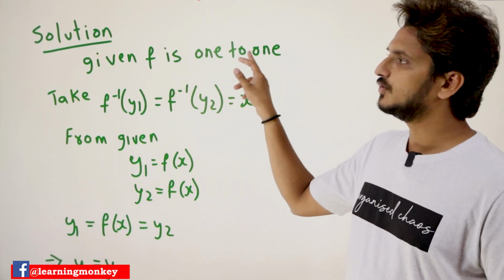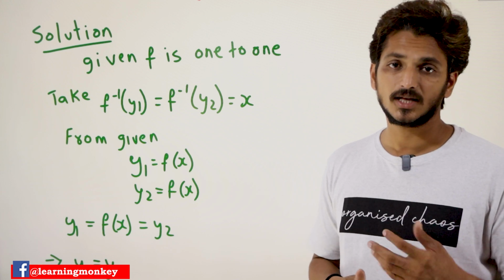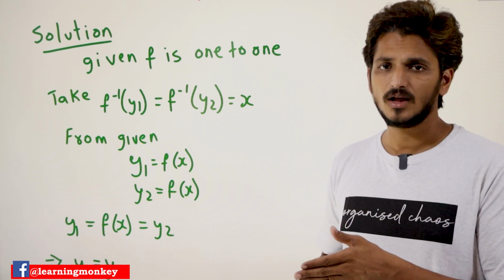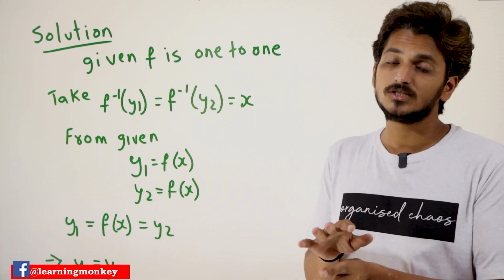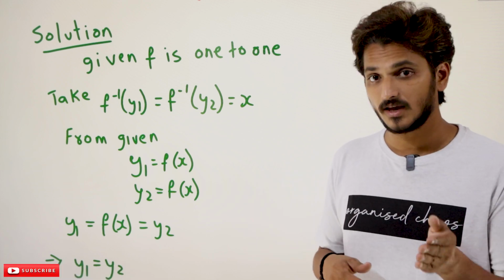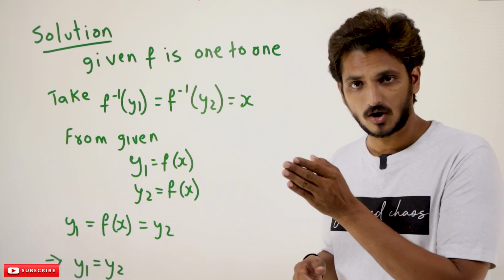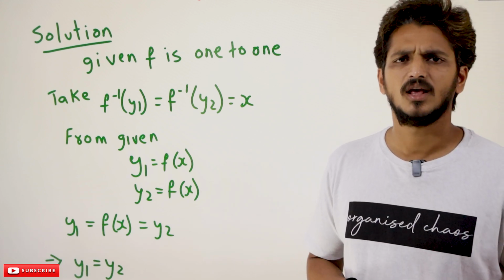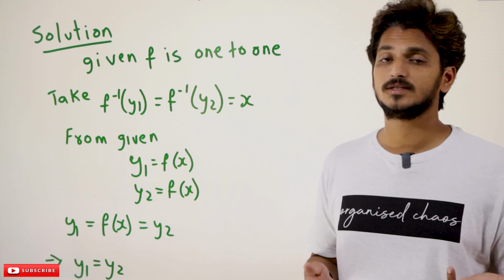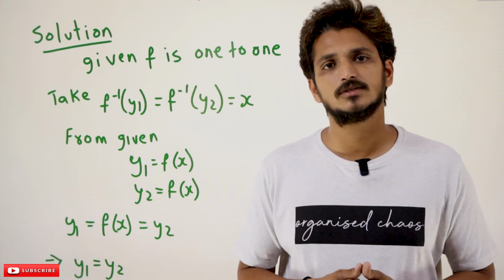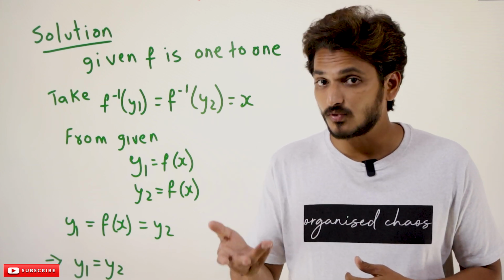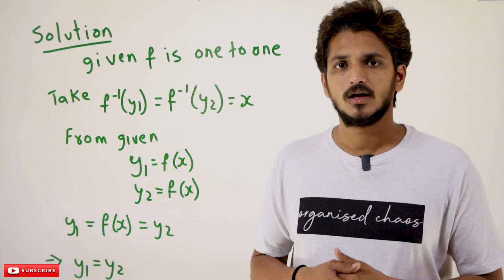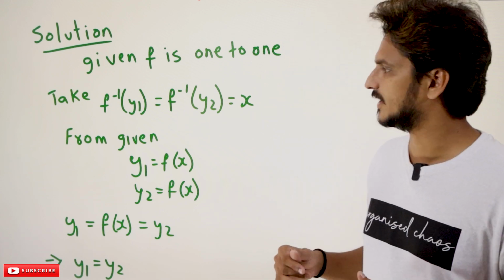Given f is 1 to 1. It was said that f is a 1 to 1 function. We need to show that f inverse is also 1 to 1. Similarly, f is an onto function. We need to show that f inverse is also an onto function. In our previous classes, we already discussed how to show whether a given function is 1 to 1 or not. So we use the same logic here.